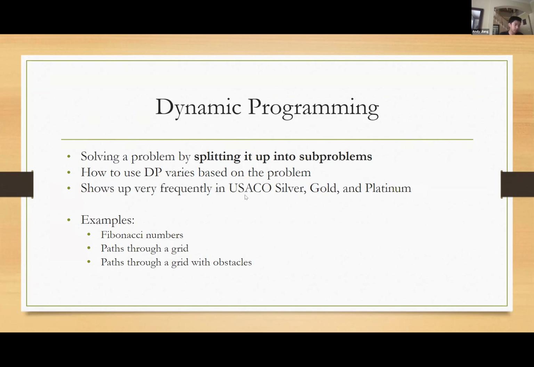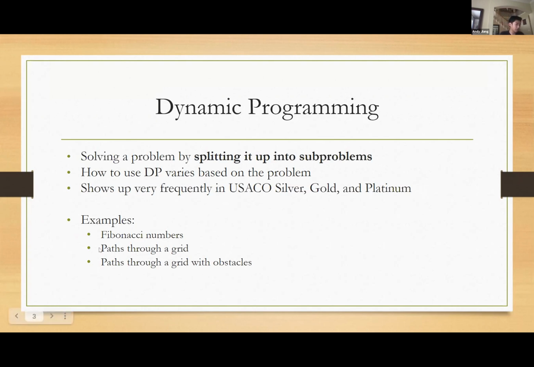So this shows up very frequently in USACO Silver, Gold, and Platinum. I would say in USACO Silver, you'll actually see 0.5 or 1 DP questions on average. In Gold, there's usually 1 DP question every time. So if you can get DP down, then you're really in good shape. And it's a lot easier said than done, because getting DP down means knowing a bunch of different situations where it could occur.